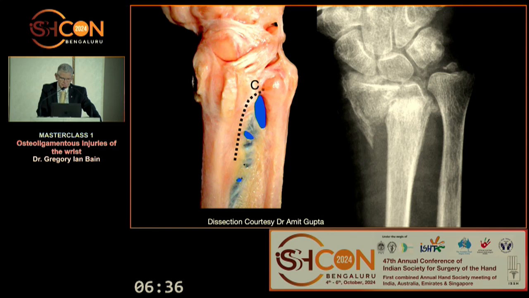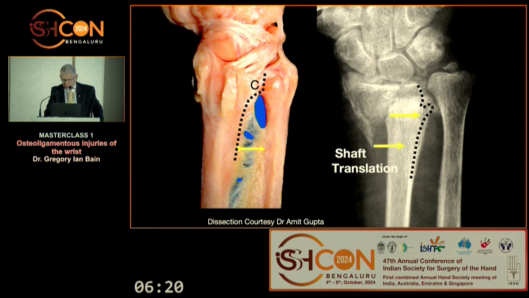So if we have this sort of configuration, we've seen Dr. Gupta's beautiful images again, and we can see the associated fracture. So you can see the Shenton's line is broken, and you can see that the distal radioulnar joint's unstable, and the tip of the ulnar styloid has a fracture as well. So the shaft of the radius is translating towards the ulnar.